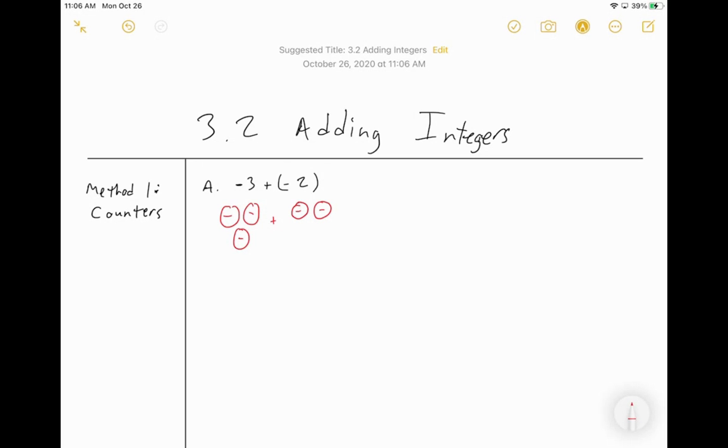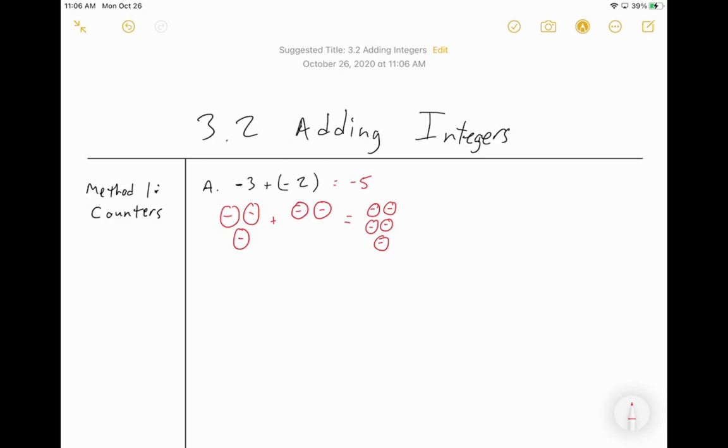All right, and then we just put them together. So I have 1, 2, 3, 4, 5. So I have 5 total. So if I have 3 negatives and I add 2 more negative counters, then I end up with a total of 5 negative. Does that make sense? Yeah, pretty simple, right?